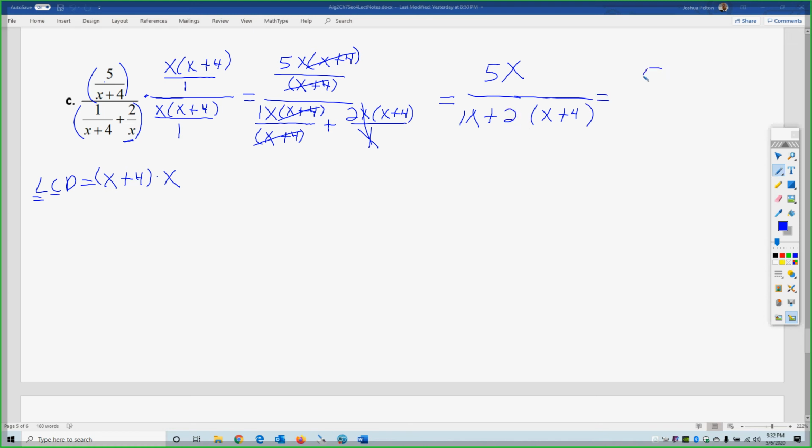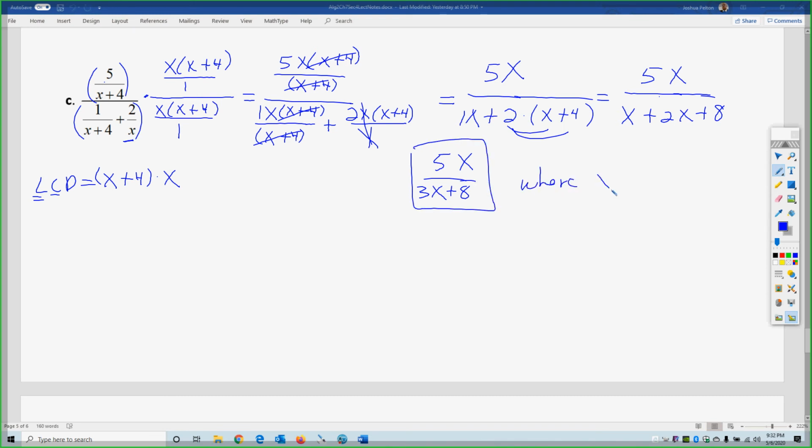Okay, so if we keep going, that's 5x, and that's x plus 2x plus 4. So that gives us 5x over 3x. That's not 4. That is 8, right? 2 times 4 is 8. Okay, let's see. So I think we're good there.